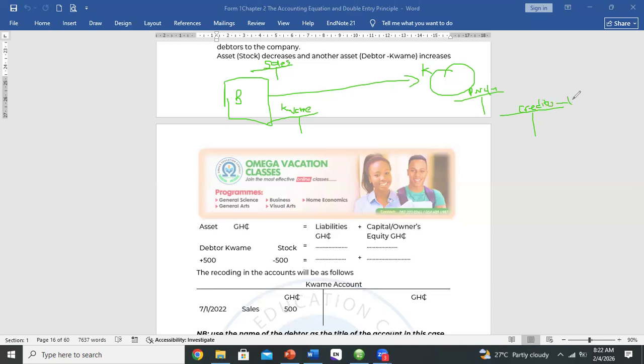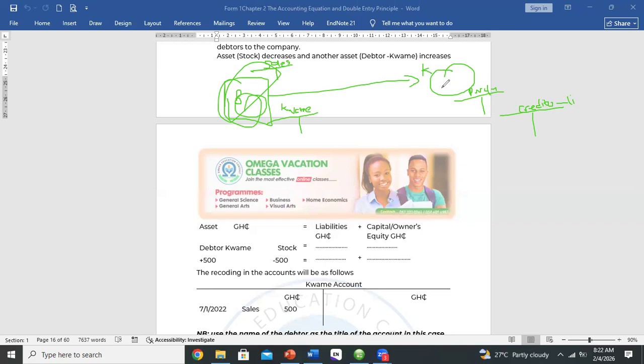So you see the twist. From the side of the business, we see sales and a debtor. But the person receiving the goods sees purchases and a creditor. But we are the accountant, always focused on the business. That's why we are not bothered about what Kwame is doing in his books, but about what the business is doing in the business books. Does it make sense? Yes, please.